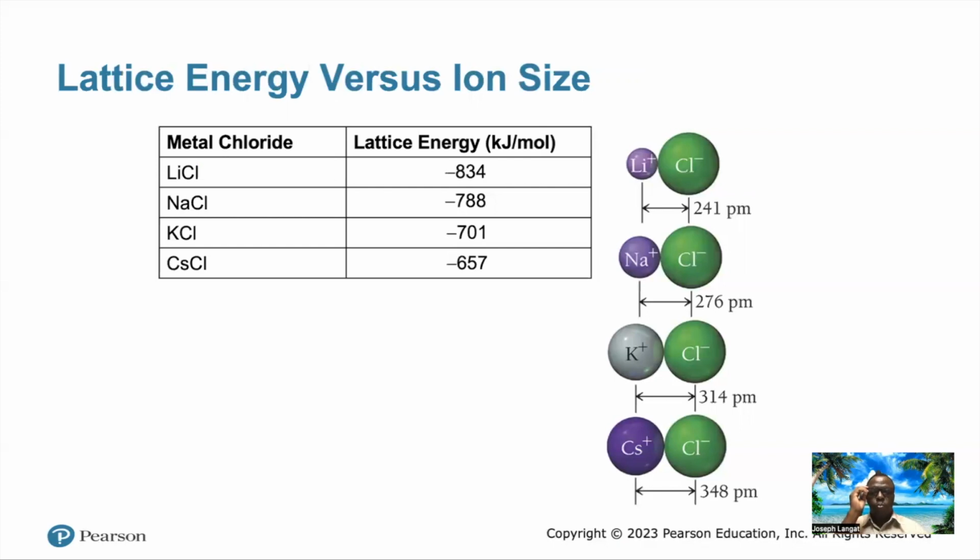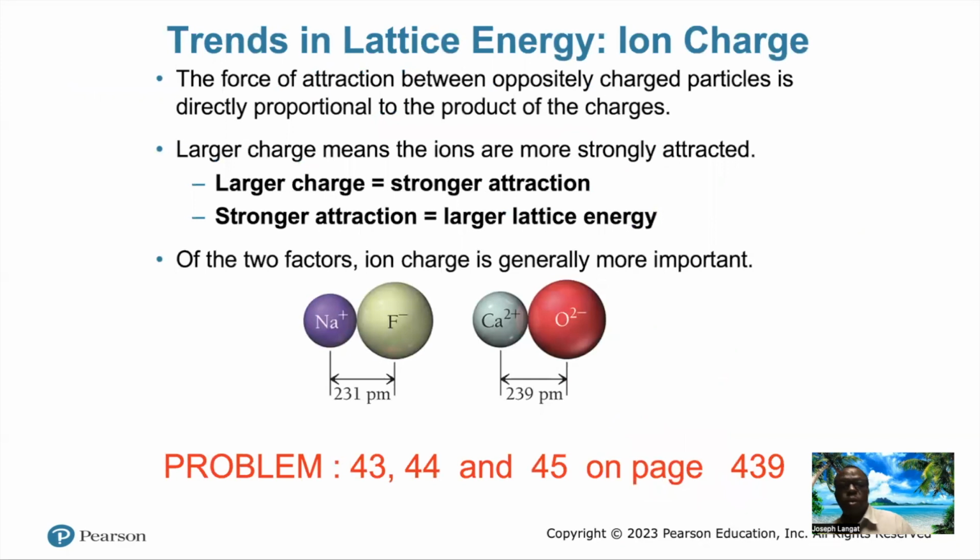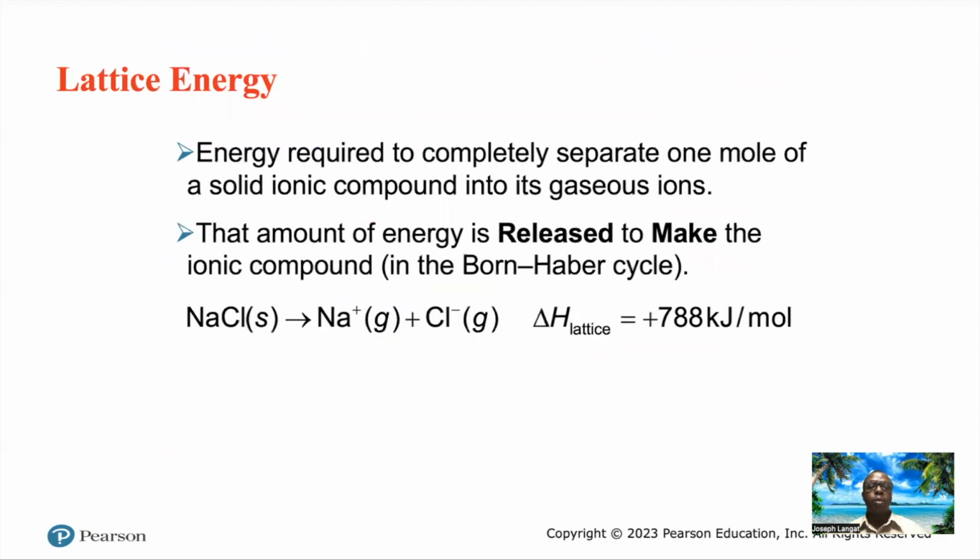So please note the trend as you go across the periodic table. Remember the charge override, even though you see here that they are almost the same distance, right? This one will have high electrostatic force of attraction based on the ionic charge. Please look at the problems 44 and 45 on page 449 on the trend on lattice energy. You should be able to make your arrow notes as well.